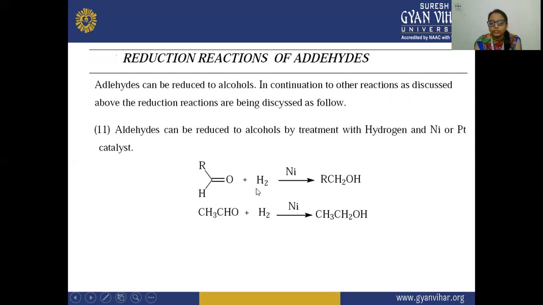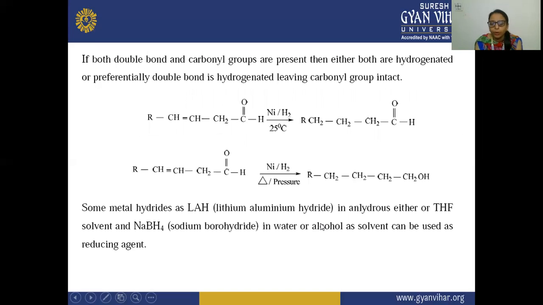This aldehyde is reduced in the presence of hydrogen gas, in the presence of a nickel catalyst or a platinum catalyst. So here the alcohol is formed. This is your acetaldehyde with this hydrogen gas, and after that, in the presence of a nickel catalyst, there is a formation of this alcohol. If both double bond and carbonyl groups are present, then potentially the double bond is hydrogenated, leaving the carbonyl group intact.